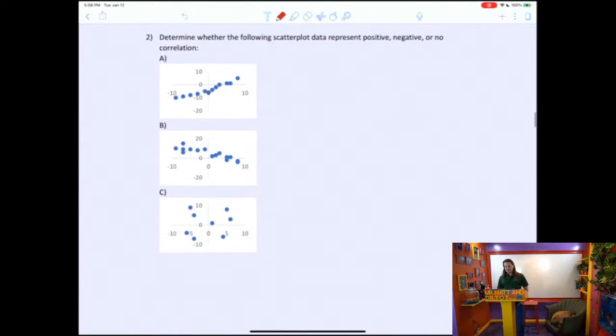Question number 2 is asking us to determine whether the scatter plot data below represents a positive, negative, or no correlation. So remember that correlation means a general trend. Moving left to right, if you're going up, that's a positive trend. Moving left to right, if you're going down, that's a negative trend. And if there's not really any relationship to be determined between the points, then you would say that there's no correlation. So I'll give you 3 minutes. 1 minute in, I'll start to solve.